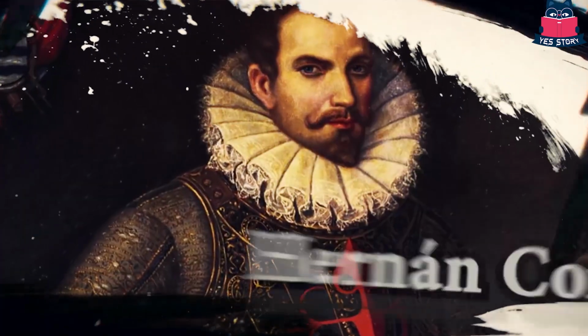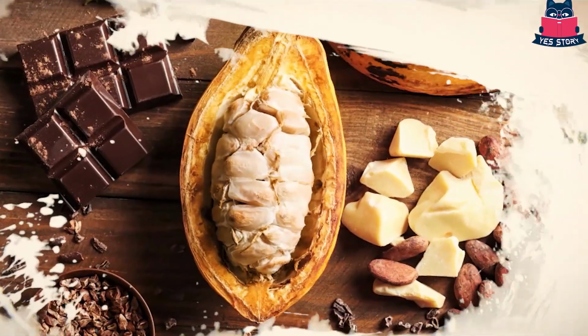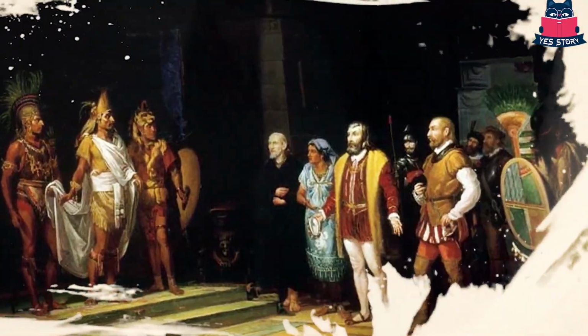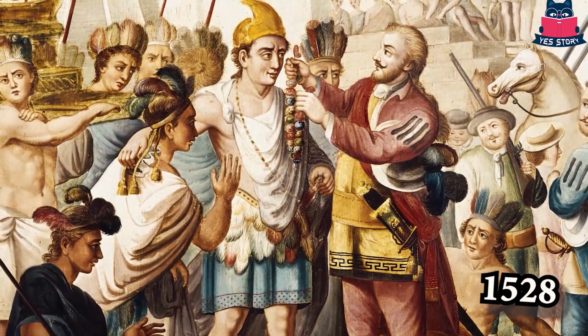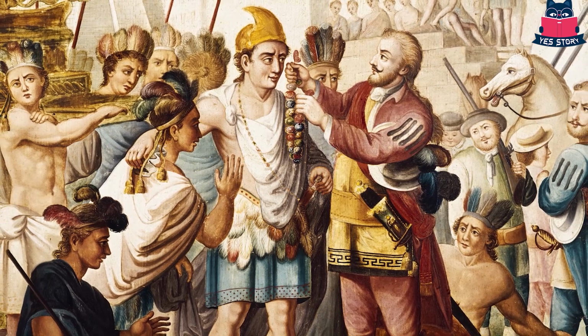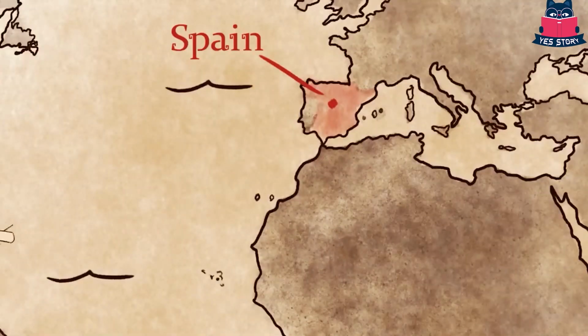Spanish conquistador Hernán Cortés may have been the first European to encounter cocoa seeds when he observed it in the court of Montezuma in 1519. Later, in 1528, Hernán Cortés brought cocoa seeds back with him to his home country, Spain.